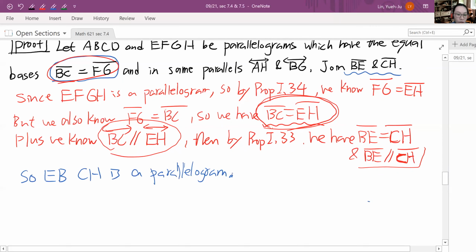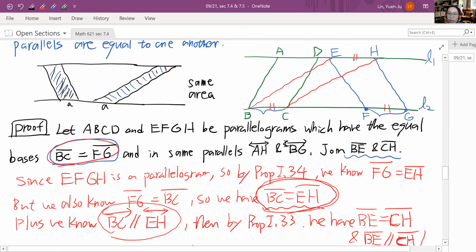Okay, so what now? I have EBCH is a parallelogram. Now we can compare the area. Give me a second.